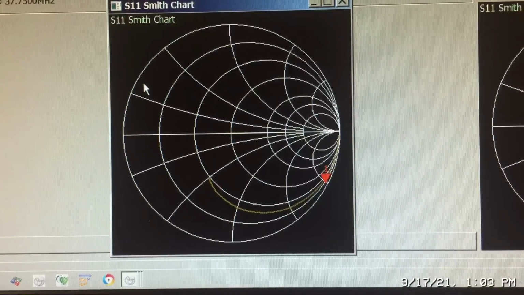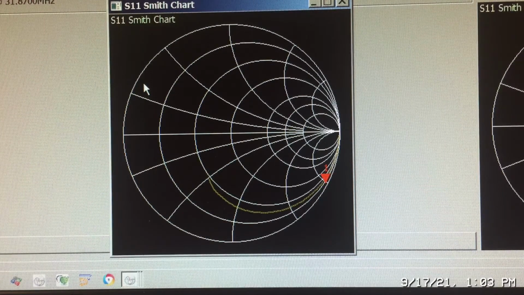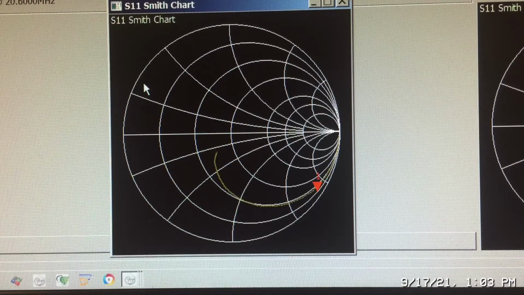Okay, now as I decrease the capacitive reactance, I move toward the center. So I'm decreasing the reactance, and I'm moving closer and closer to the center point on the chart. And you'll notice that the rotation now is clockwise. And that's important. With the inductance, the rotation was counterclockwise, and here the rotation is clockwise.